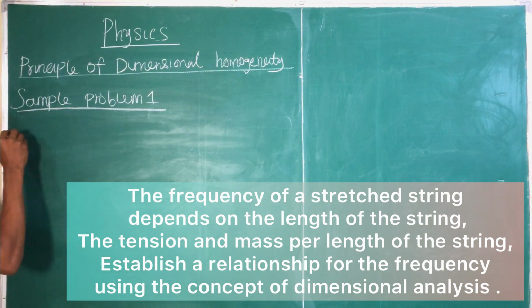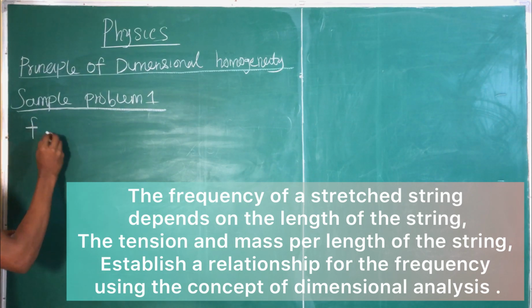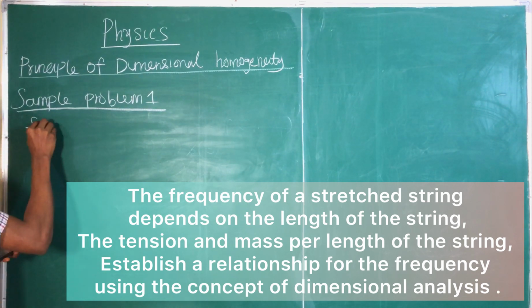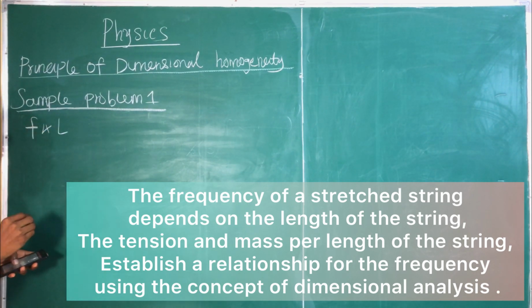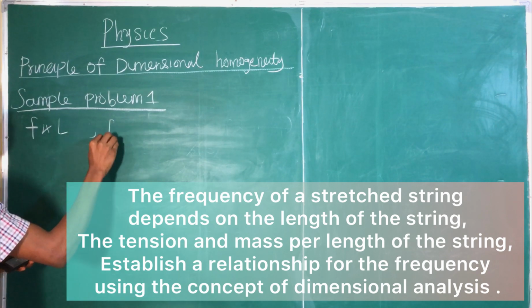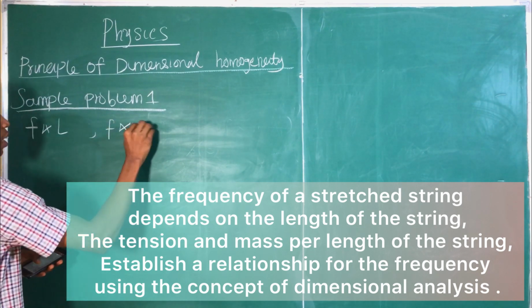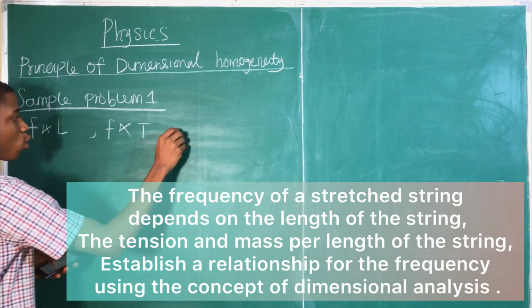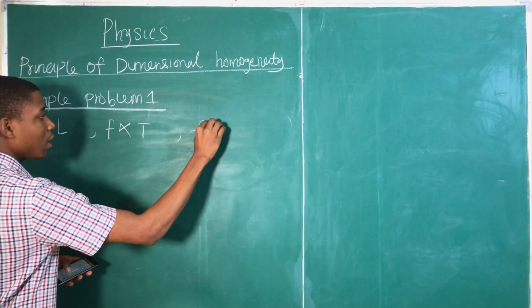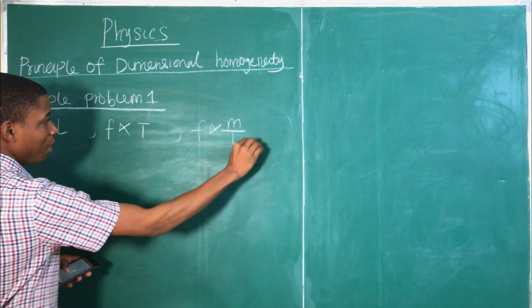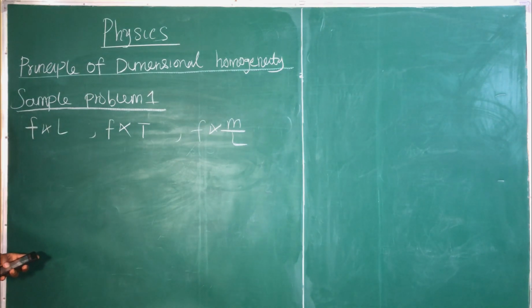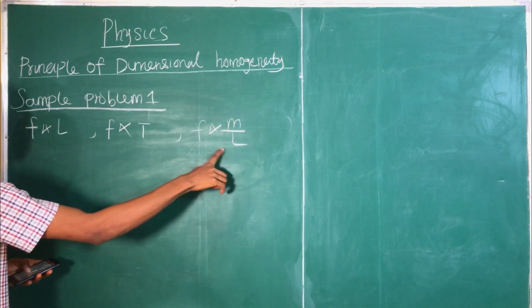So therefore, we are having a case where they say the frequency of a stressed string depends on the length of that string. Also, it depends on the tension in the string, and also depends on the mass per unit length of that string. So you can say this is equation 1, equation 2, equation 3.